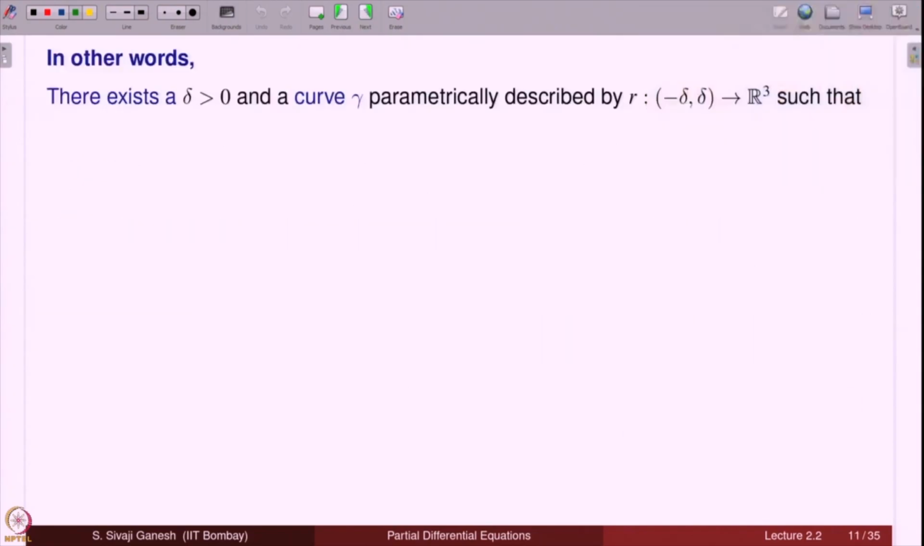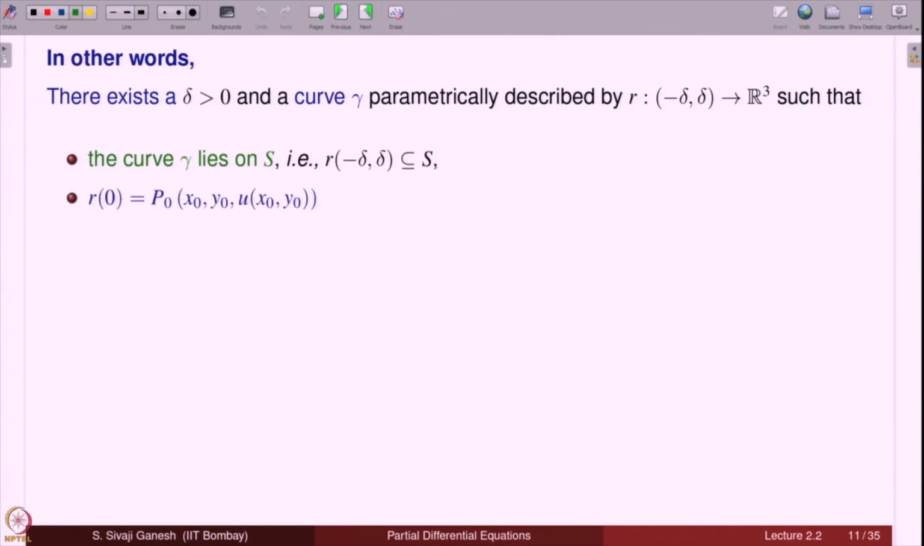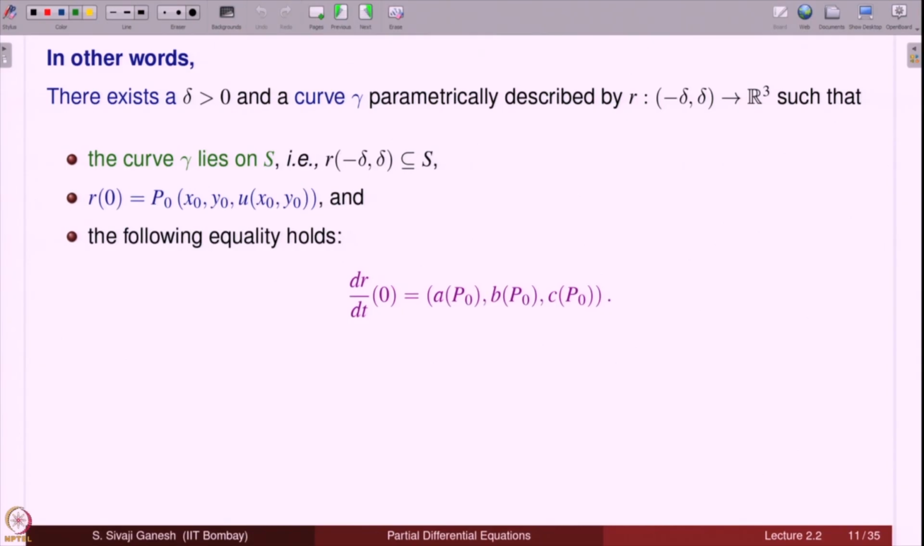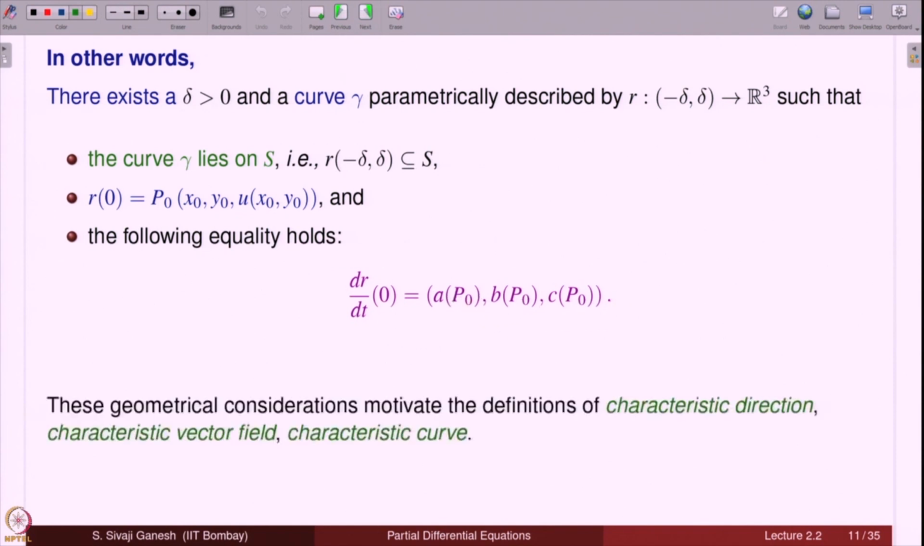Now, what do you mean by that? There is a curve with this property. There is a delta positive and a curve gamma described by a function r from some small interval minus delta to delta, where all you need is that 0 should be in the interval, such that gamma lies on the surface. This curve is on the surface and it passes through the point P0, and the tangential direction coincides with ABC at that point P0.